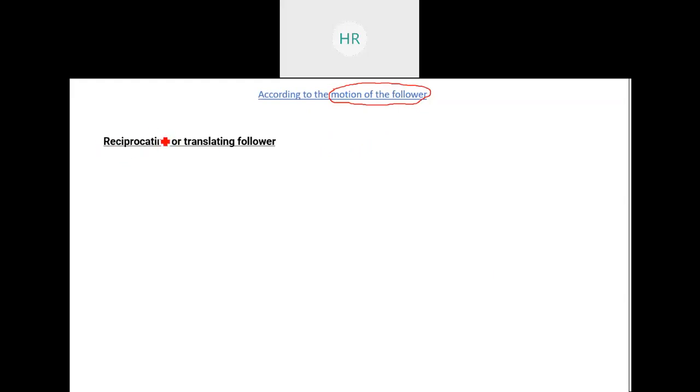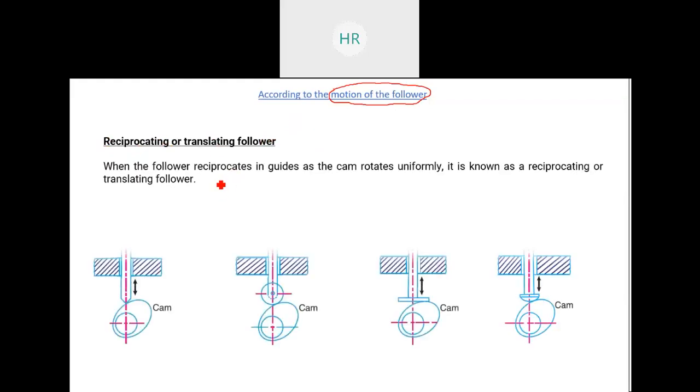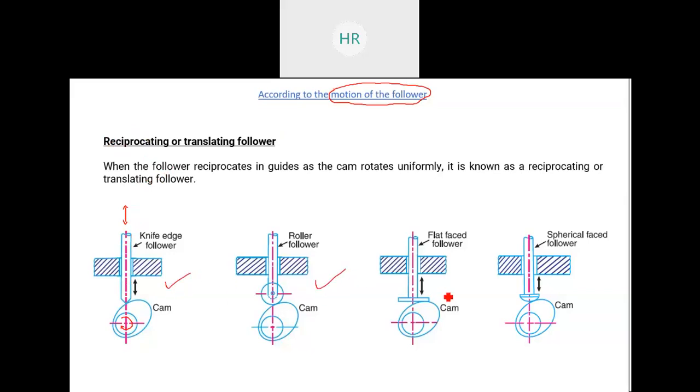First one is reciprocating and translating follower. When the follower reciprocates in guides as the cam rotates uniformly, it is known as reciprocating or translating follower. अभी तक हमने जितने भी फॉलोअर देखे वो सभी रेसिप्रोकेटिंग टाइप के, मीन्स अप एंड डाउन मोशन वाले. This cam is rotating and follower is having reciprocating motion. So that kind of follower is known as reciprocating follower. So all these followers, knife edge, roller, flat face, spherical face followers, are reciprocating or translating followers.